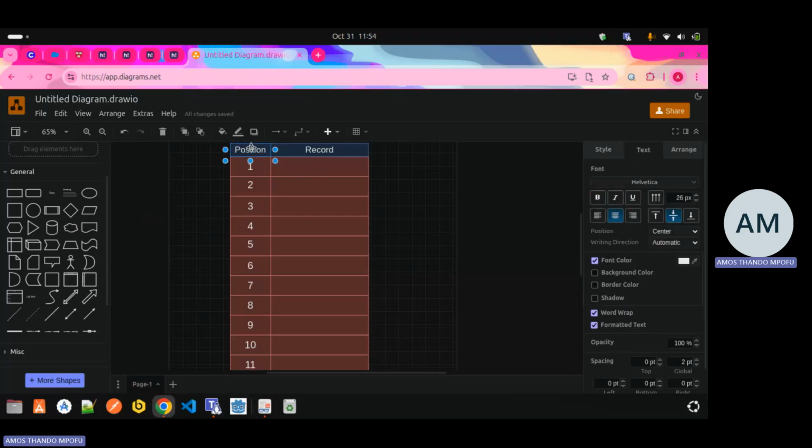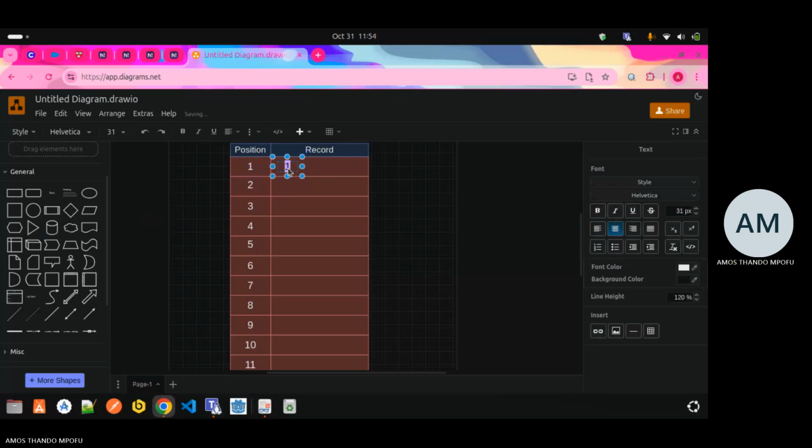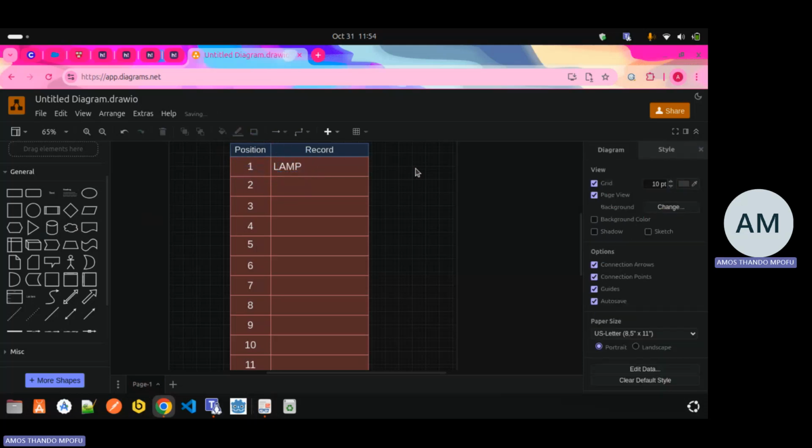So copy this. Okay, I can't copy this. I can copy this though. So this will be lamp, right?